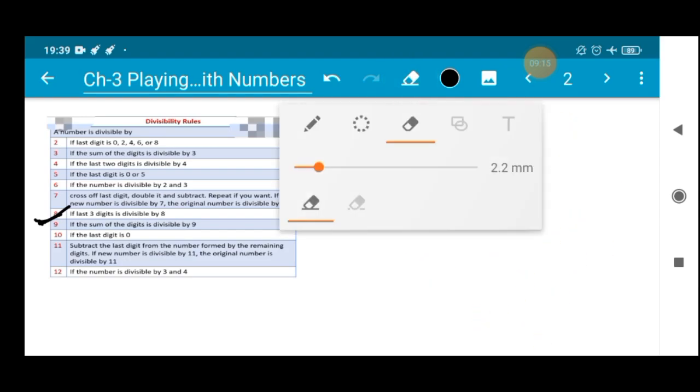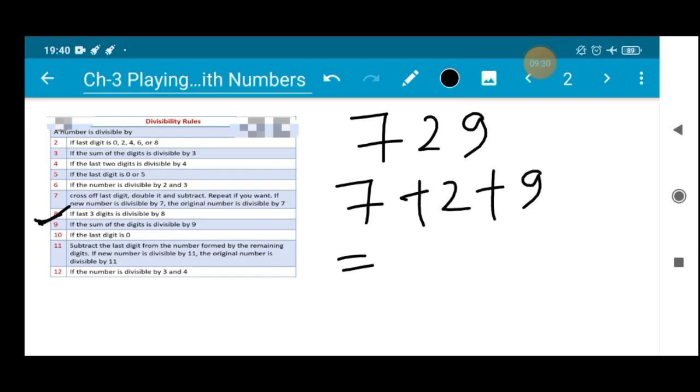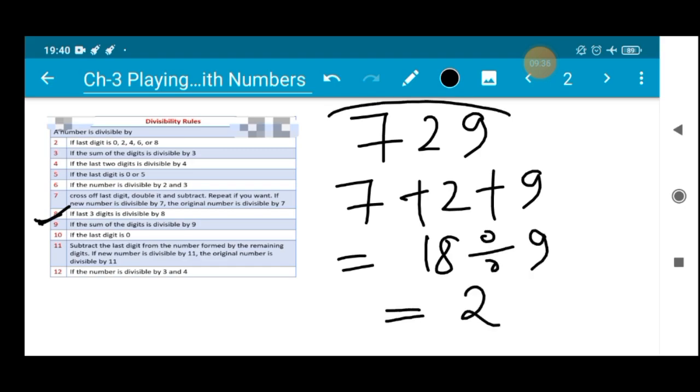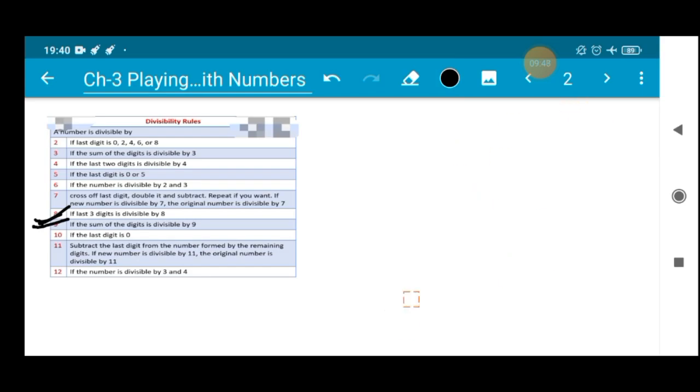Okay, in order to check whether any number is divisible by 9 or not, if the sum of the digits is divisible by 9, so it's similar to that of 3. Say you have 729. If we add 7 plus 2 plus 9, 7 plus 2 is 9, 9 plus 9 is 18. Now divide this 18 by 9, yes, it is divisible. So you can say that this 729 is also divisible by 9. Okay, so I hope this is clear. Similarly for number 10, if the last digit is 0, then it is divisible by 10. 10 and 5 are quite similar.